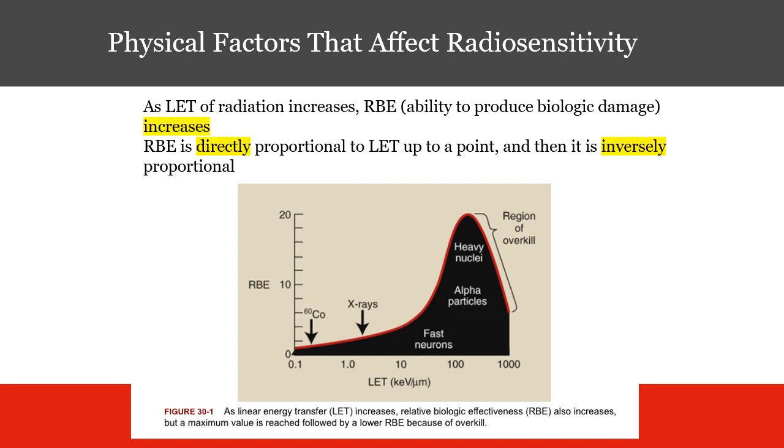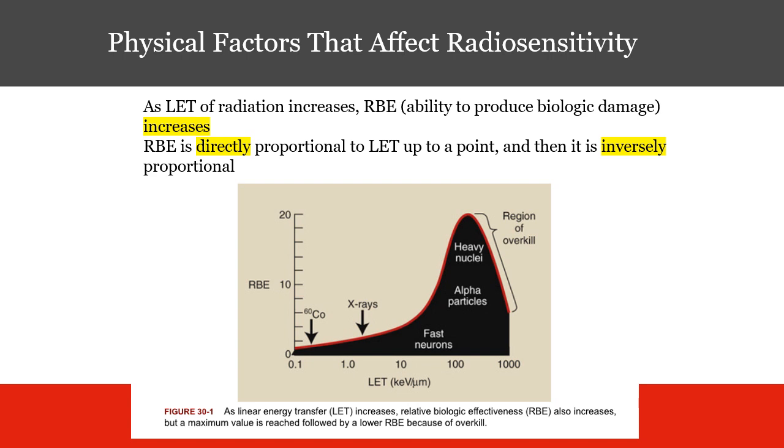So here it is with the blanks filled in, just showing that as LET of radiation increases, the RBE is going to increase also. Increase, as I said before, ionization, we increase the damage. And we can also state in another way of referring to it is that RBE is directly proportional to LET up to a point, meaning as one goes up, the other goes up, and then they're inversely proportional. The good thing is we don't have to worry about the region of overkill because we don't use heavy nuclei. We're down here with X-rays for the most part.